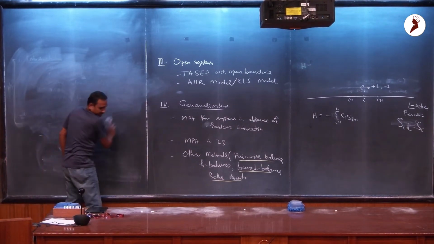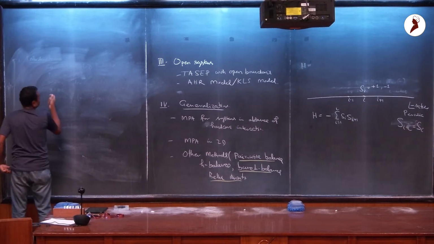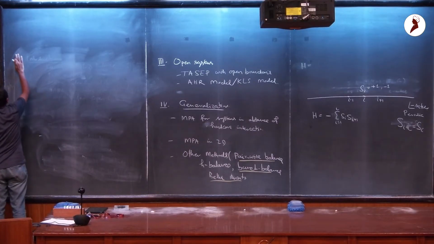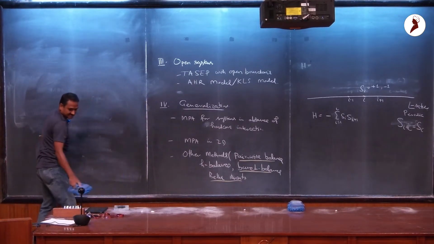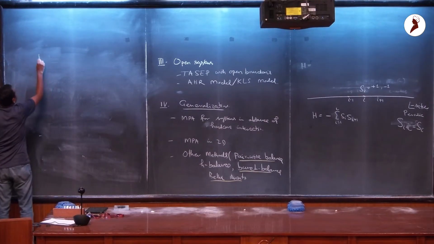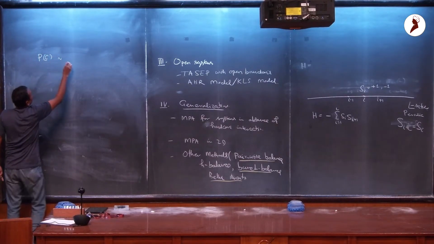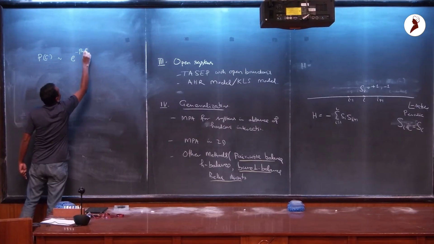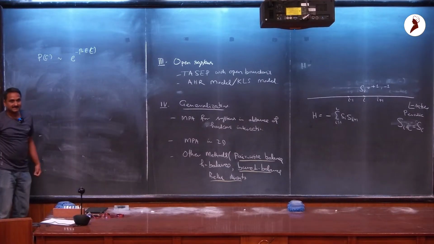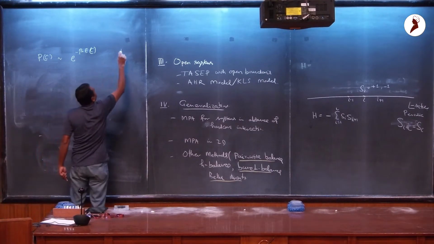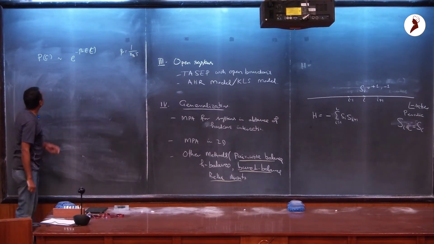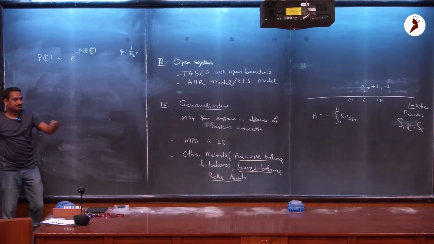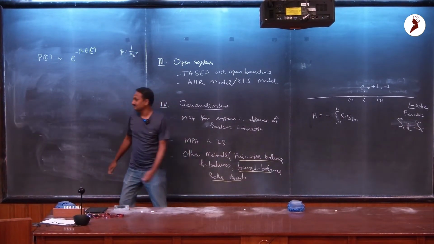So let us write the partition function of the system, which I call Z. Before that, there is only one statement that is very important in statistical mechanics: the probability of a configuration is proportional to e to the power minus beta times the energy of the configuration, at a given temperature T, where beta equals 1 by kT. This is Boltzmann's statement, as already discussed in the first lecture.